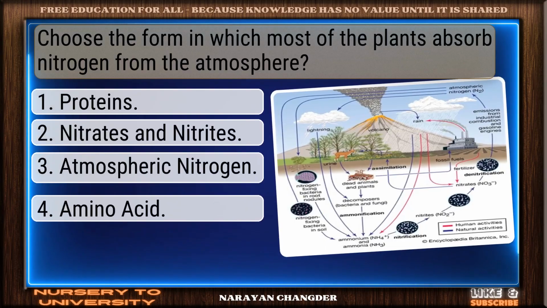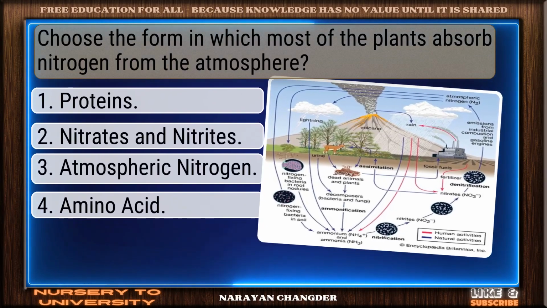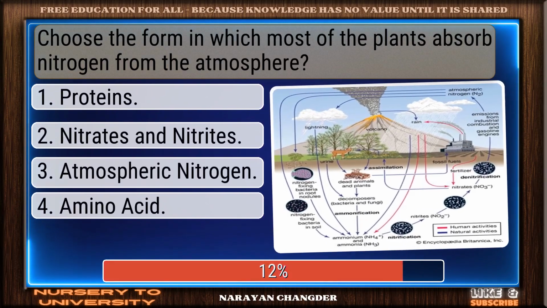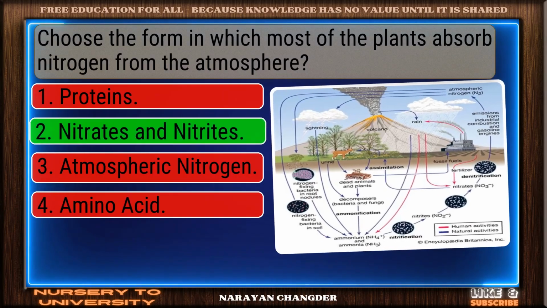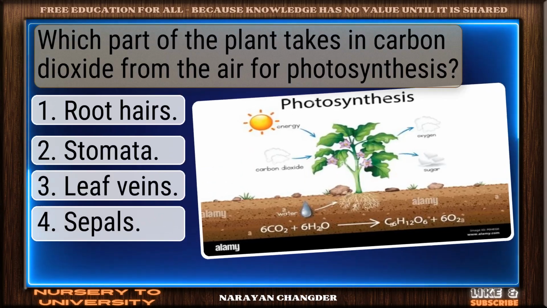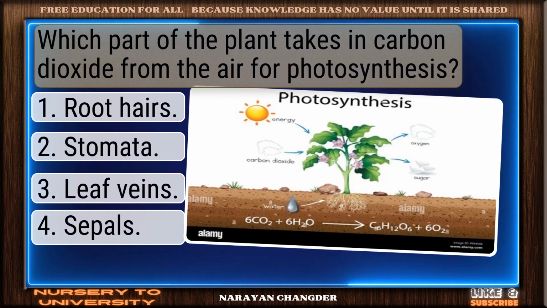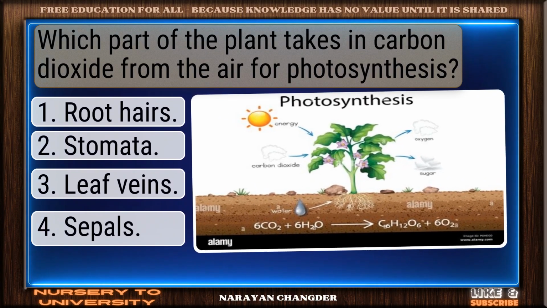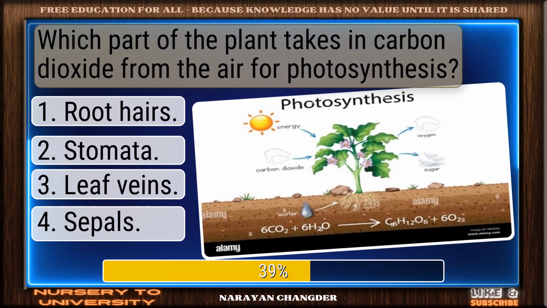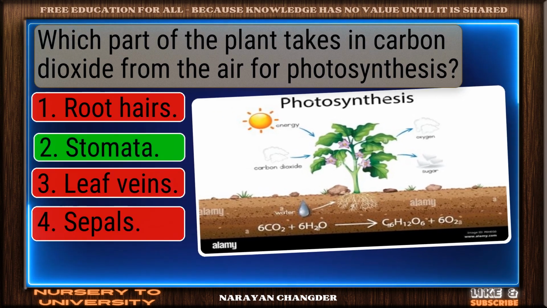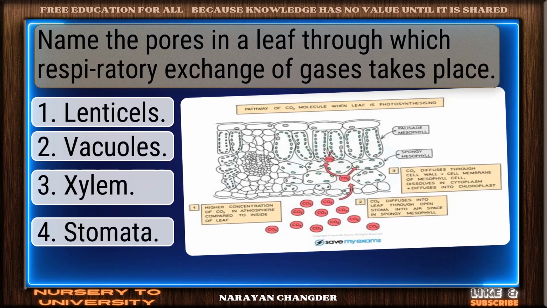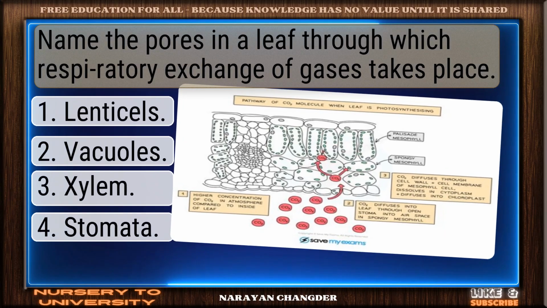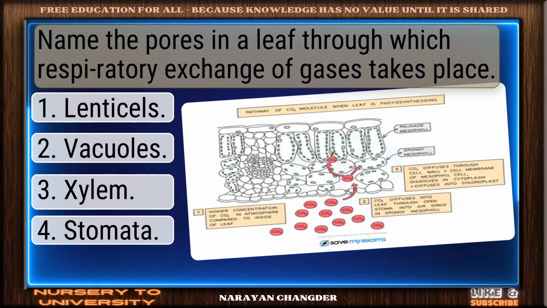Choose the form in which most of the plants absorb nitrogen from the atmosphere. Clear logic. Nitrates and nitrites is sound. Which part of the plant takes in carbon dioxide from the air for photosynthesis? Great thinking. Stomata is right. Name the pores in a leaf through which respiratory exchange of gases takes place.